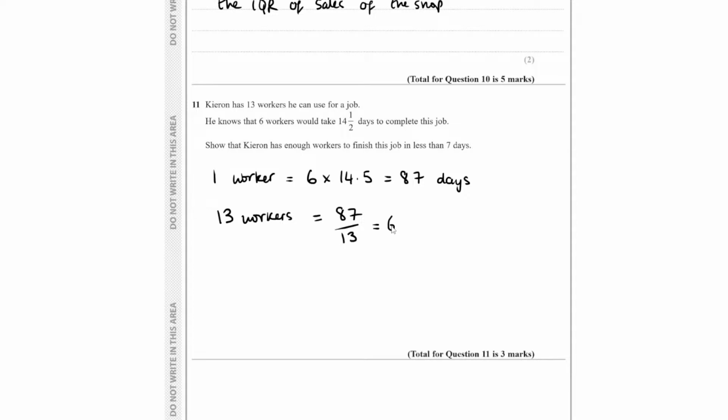6.69 days. They said show it's less than 7, so I would probably just write a little inequality to conclude it. That's obviously less than 7, isn't it? 3 marks.